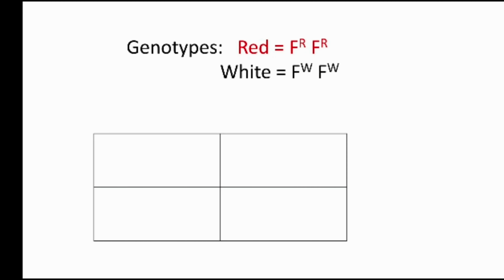After identifying the genotypes, the next step is getting the gametes or sex cells. In getting the gametes, we only have to segregate the pair of alleles of each parent. For our red flower, we have FR and FR placed here at the top of the Punnett square. And for the white flower, we have FW and FW placed here at the left side of the Punnett square.